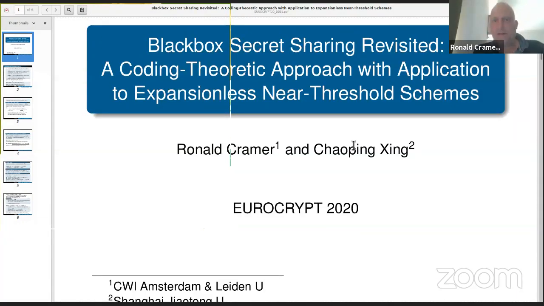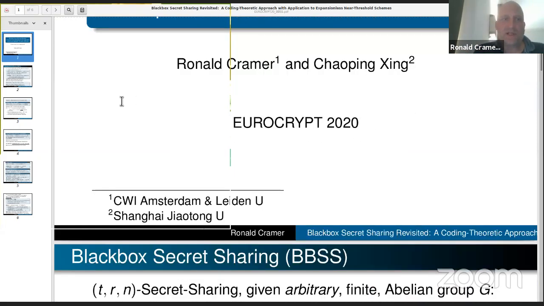Okay, let me start. This is my presentation of my work with Xiaoping Xing on Black Box Secret Sharing Revisited. I'm going to quickly overview the result, and I'm going to quickly sketch our approach, but I'm going to choose a slightly different yet alternative version compared to what we did in the paper.